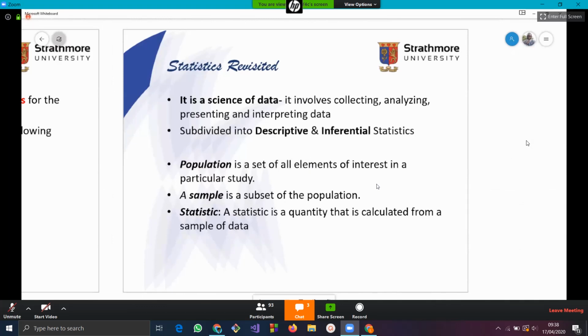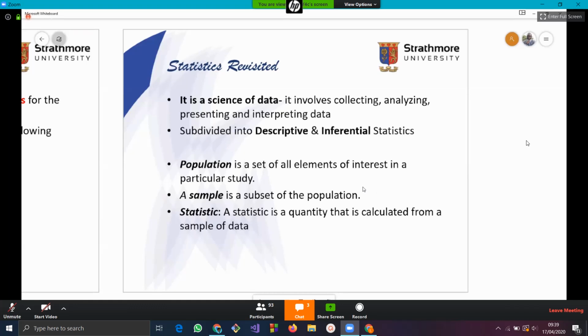It collects, analyzes, presents, and interprets data. Obviously, there's a reason now. We are seeing the reason why statistics is important: it's because it's a science of data. It deals with data. So very quickly, there are two branches of statistics: descriptive and inferential statistics. We'll discuss this in a moment.